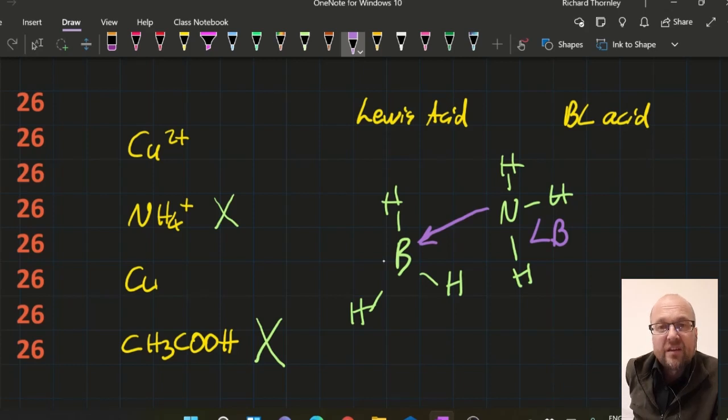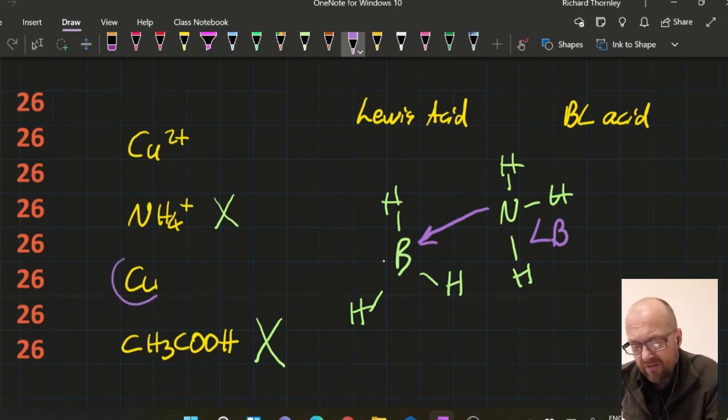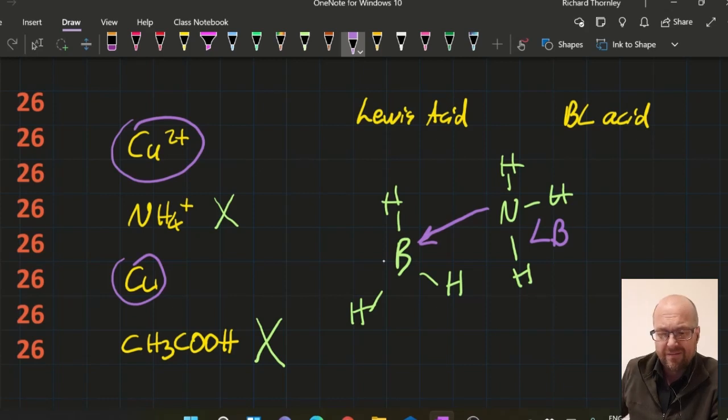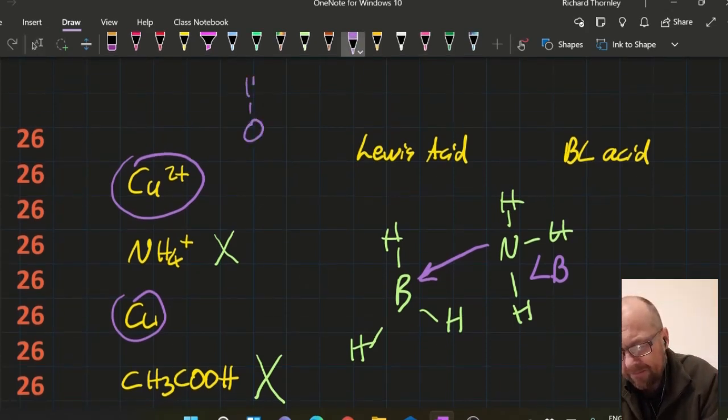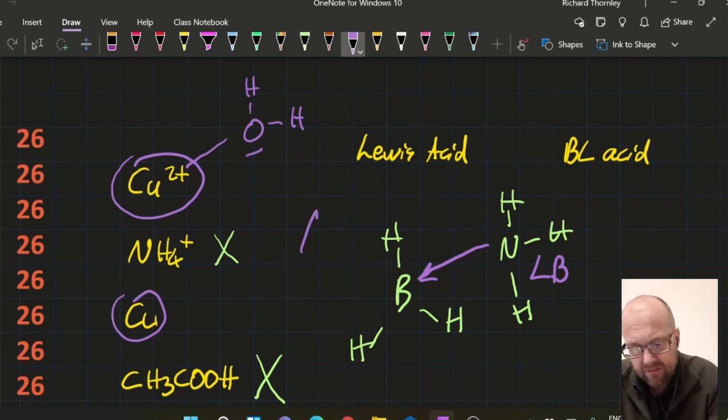So the Lewis base donates the electron pair. So a Lewis acid must receive an electron pair. Well, which of these is going to receive an electron pair? Probably the one that's positive, isn't it? Because positives receive, and it's going to be a ligandy thing, isn't it? Okay. So I think the answer for that is 26A. 26A. Yes.